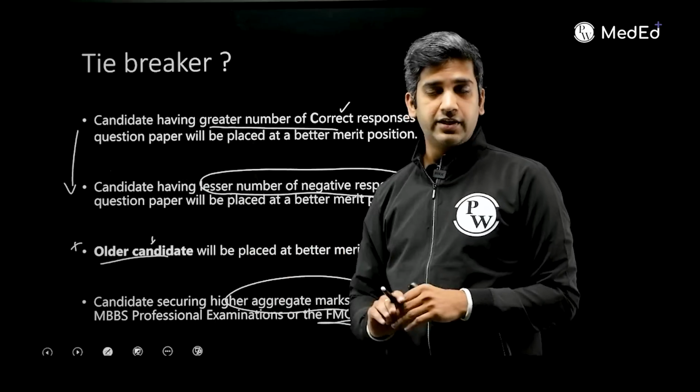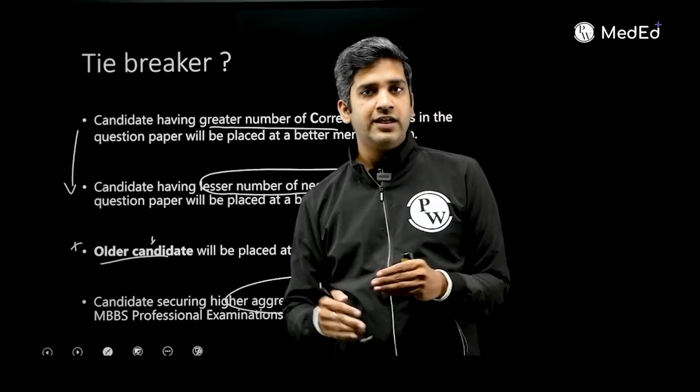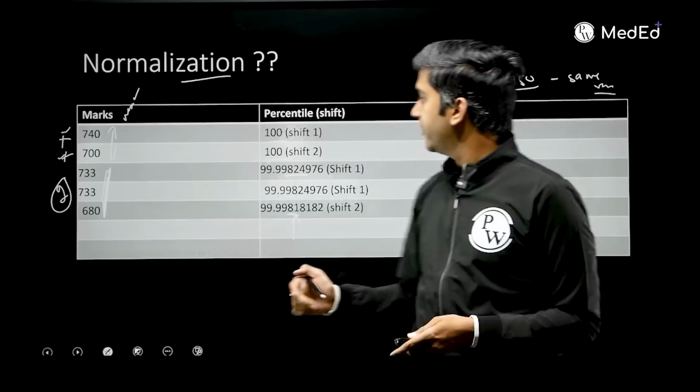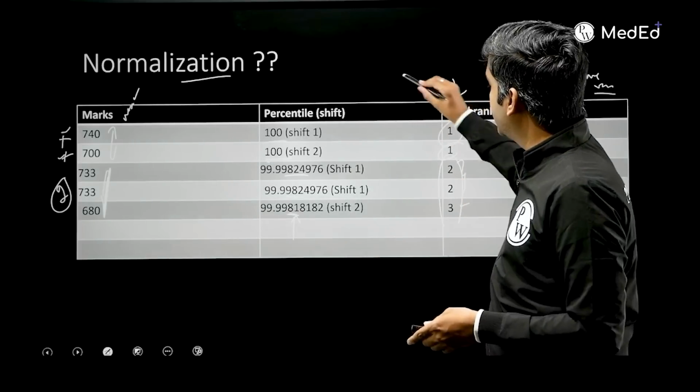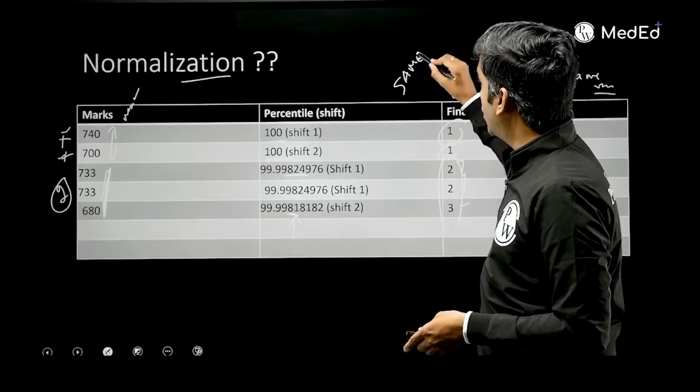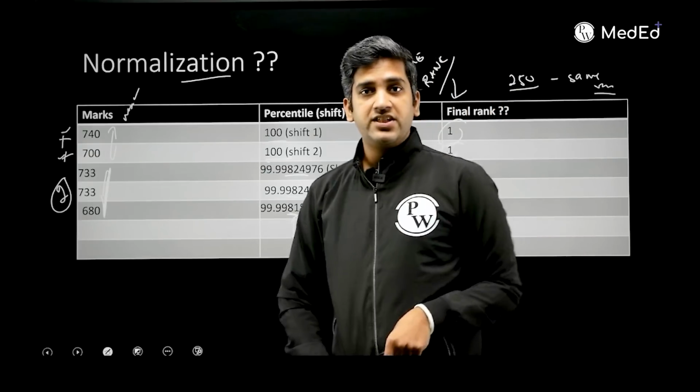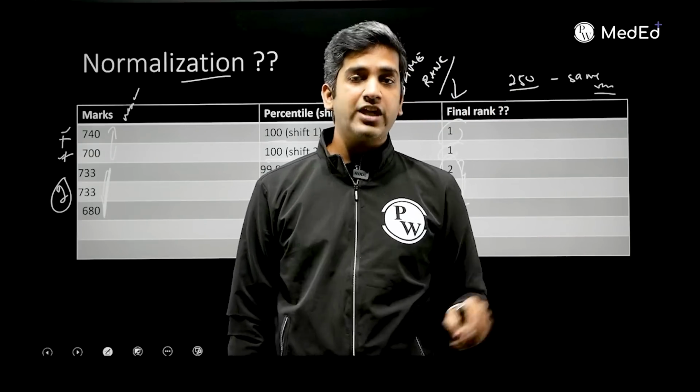These are the four tiebreaker criteria. NBE has not clearly mentioned which is the order, but these are the four criteria which they will be using to break the tie whenever they encounter the situation of same rank. Not the same score, the same rank. Okay. So after normalization, if the ranks become the same, we use the tiebreaker criteria, right?